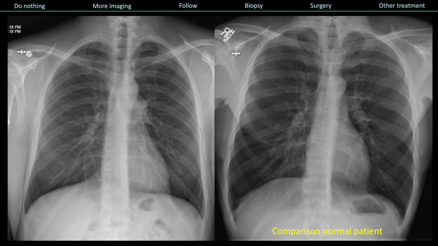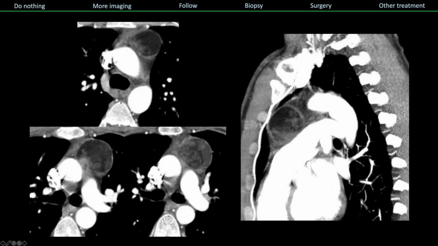It's where the lungs come together anteriorly. You can see that on a CT. This is a normal patient, normal anterior junction line. This patient, displaced anterior junction line. So we know we're dealing with an anterior mediastinal mass. More imaging in this case was needed. This showed a well-encapsulated mass containing fat, fluid, and soft tissue in the anterior mediastinum.